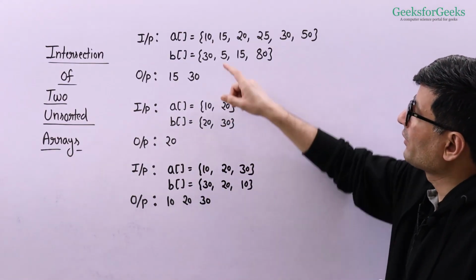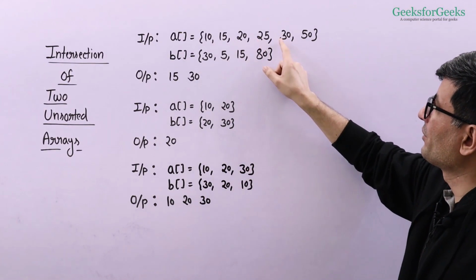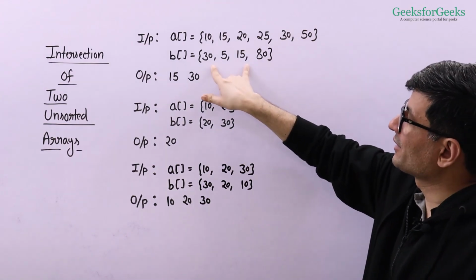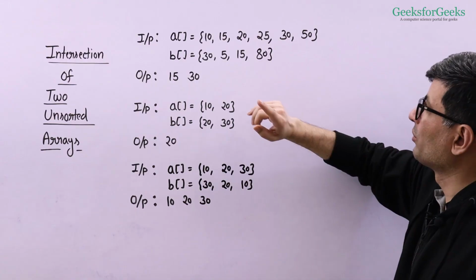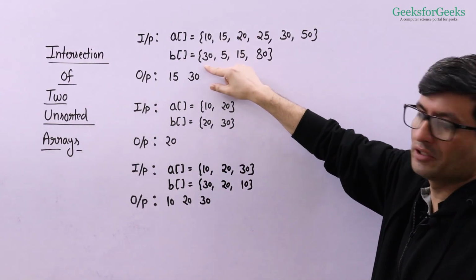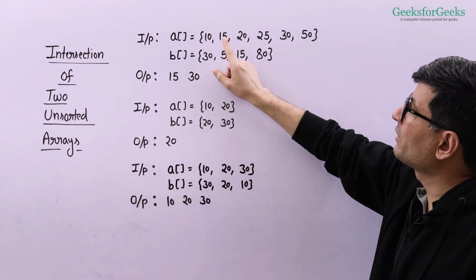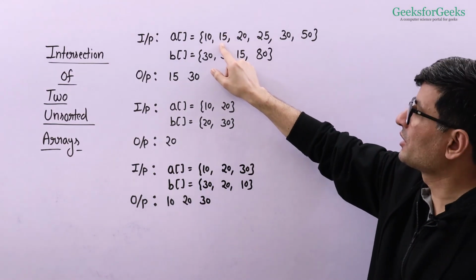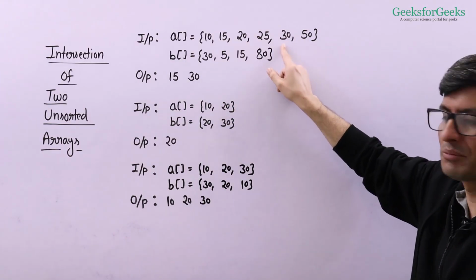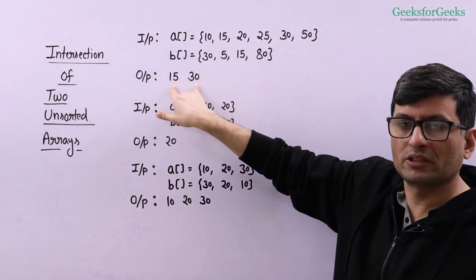For example, if our first array is 10, 15, 20, 25, 30, 50 and the second array is this, you can notice that the common elements are 15 and 30. And we are supposed to print 15 first because 15 appears first in the first array. Then we are supposed to print 30. So our output is 15, 30.